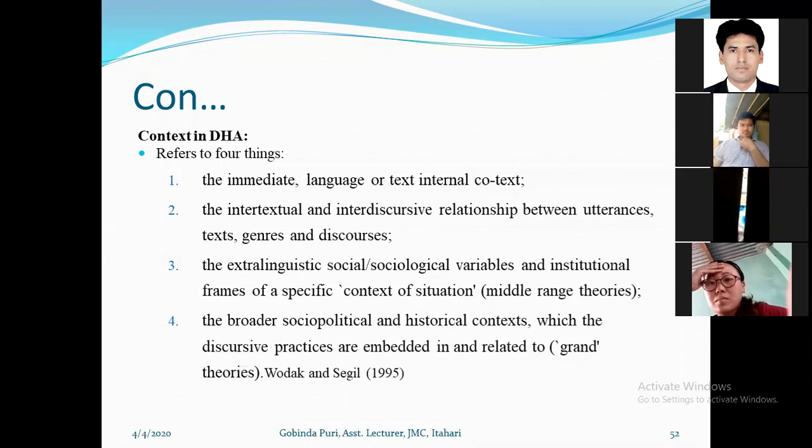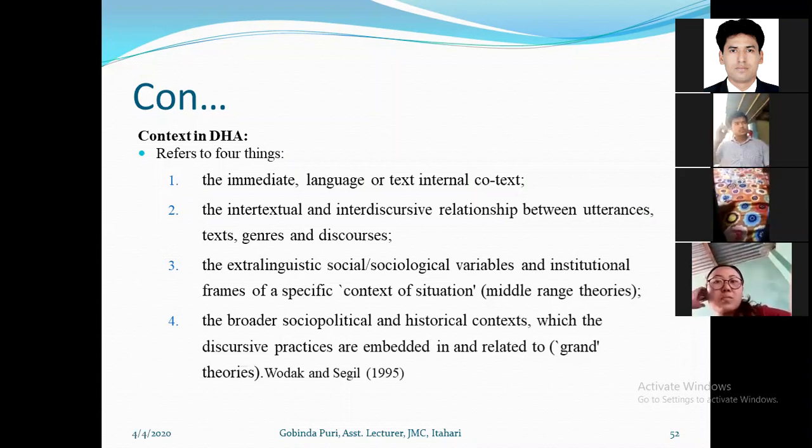Another one is the intertextual and interdiscursive relationship. One text to another text may have some kind of relationship. The particular discourse may have a relationship with another discourse, another text. That's what we call intertextual interpretation, and the interdiscursive relationship between utterances, texts, genres or discourses. So nobody speaks all of a sudden or in a vacuum. The utterance comes from somewhere else, or there can be something behind it or in the background. That has to be analyzed, which we call the intertextual or interdiscursive relationship of the discourse.